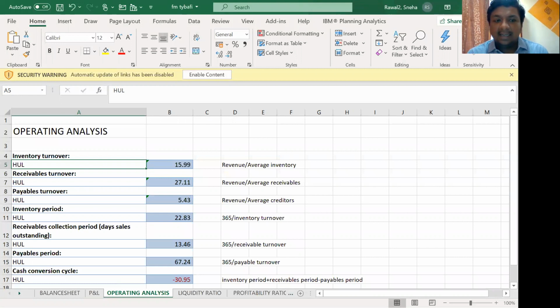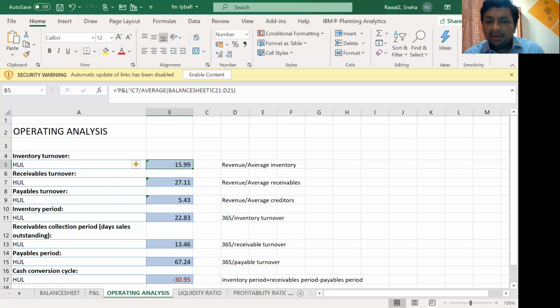The first one is inventory turnover ratio. Inventory turnover ratio is revenues divided by average inventory. I repeat, revenue divided by average inventory. If the ratio is higher, it means it is fast moving. The company is very efficient in converting your inventory into receivables. Higher the ratio, better are the prospects of the company.